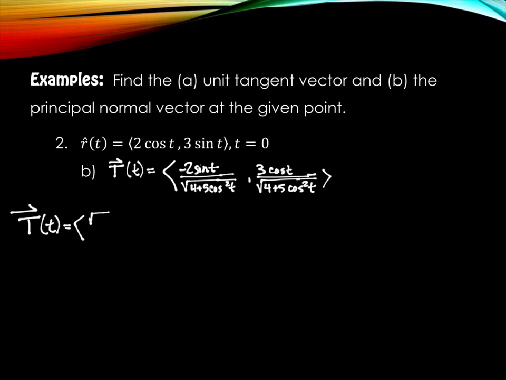So the denominator is the square root of 4 plus 5 cosine squared t. That's what I want, and I want that times the derivative of the numerator. So what's the derivative of my numerator? Negative 2 cosine t. Good.